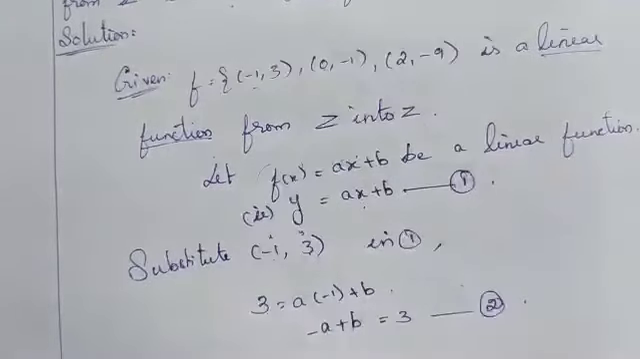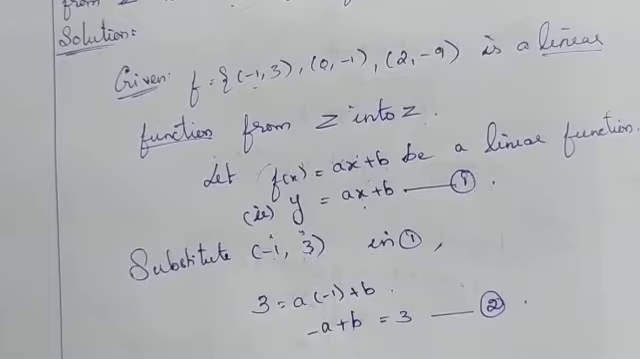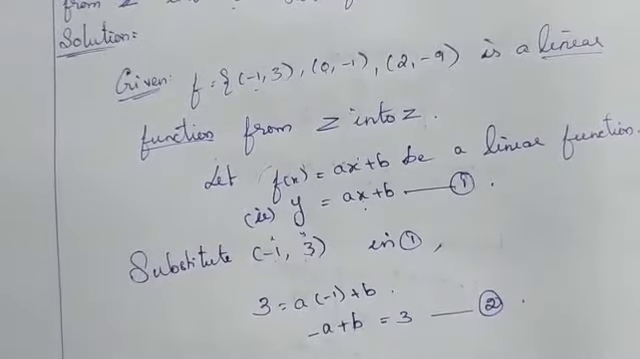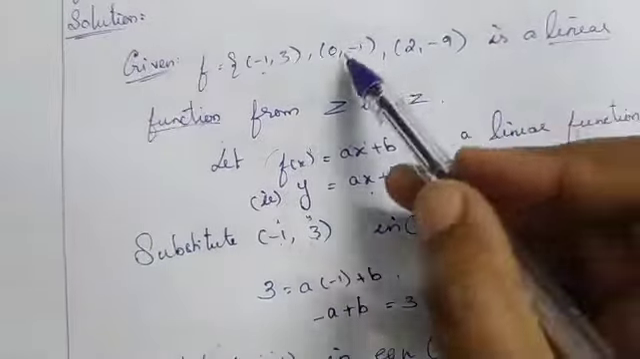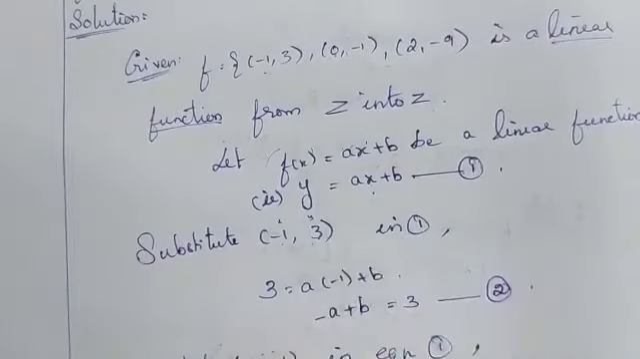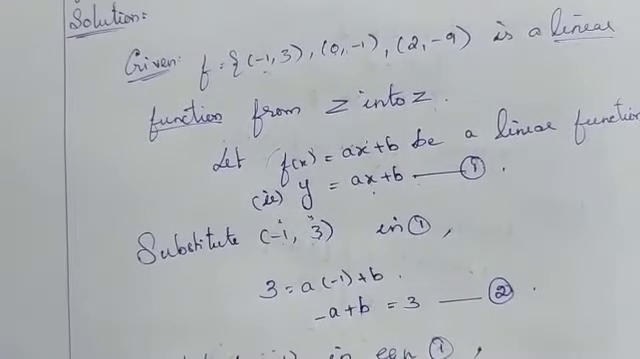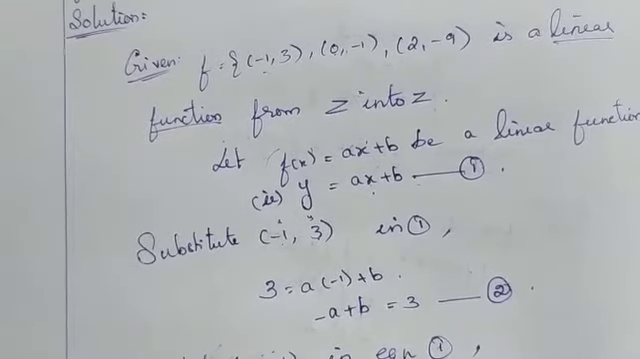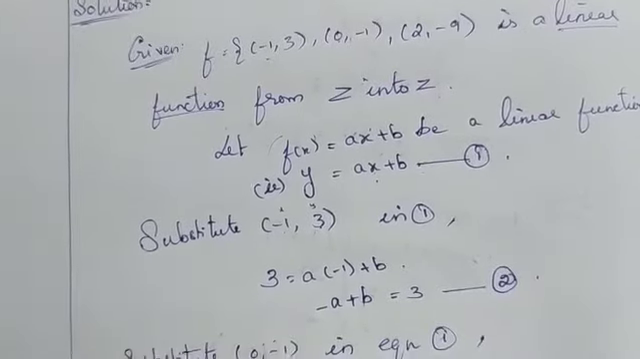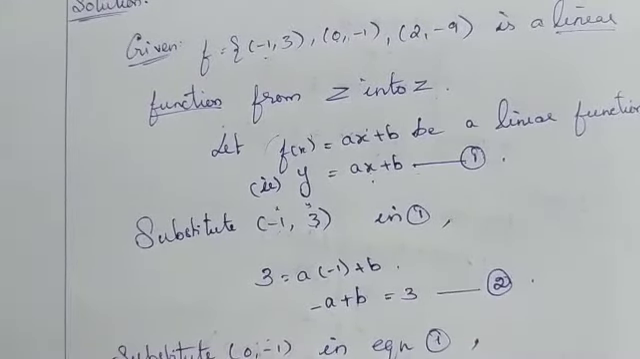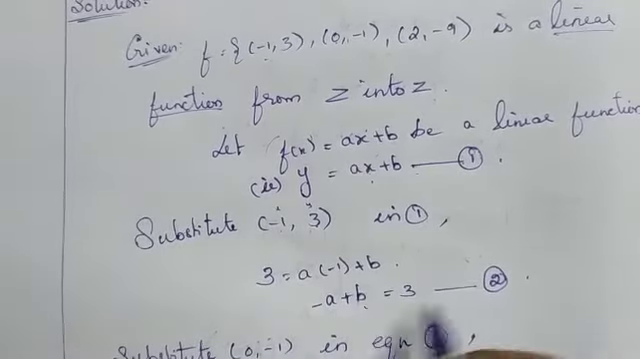Now substitute 0 comma minus 1 in equation 1. Minus 1 is equal to a into 0 plus b. a into 0 means 0, so b is equal to minus 1. What is the value for b? b is equal to minus 1. Now substitute b is equal to minus 1 in equation 2.